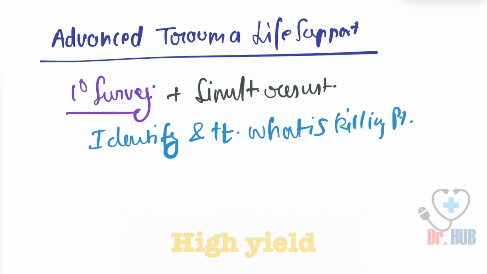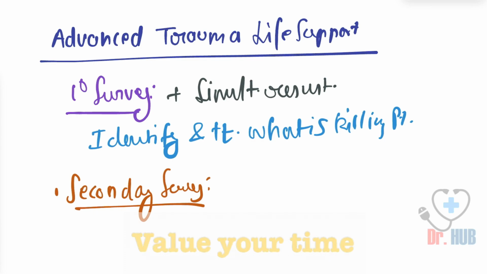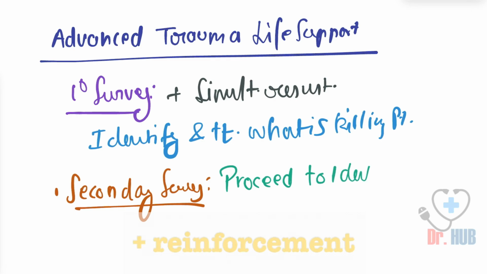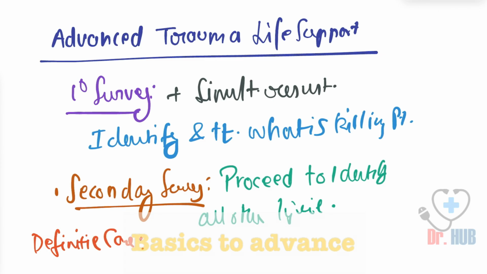The second one is the secondary survey. The secondary survey is when you proceed to identify all other injuries. Next, we have the definitive care. So what does definitive care include? It develops a definitive management plan.